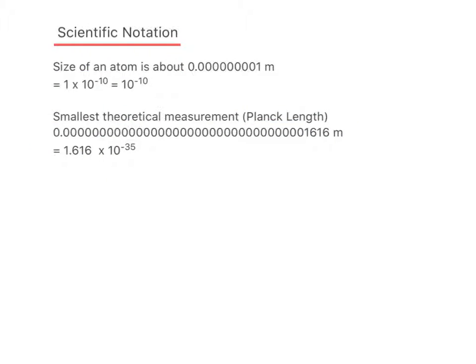For small numbers, such as the size of an atom, we end up with 1 by 10 to the -10 because you have to move the decimal point 10 places. You notice in this one with the 1, we didn't put the point in. It's not necessary because there's no other numbers after the 1.